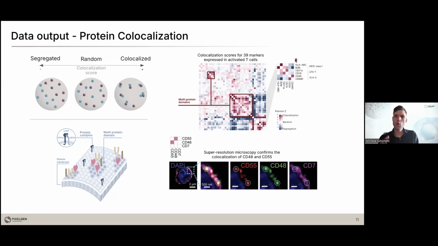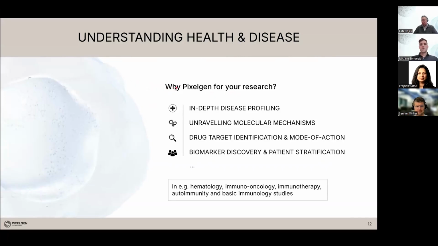But to show you how that works, we can look at these three proteins here. This is CD55, CD48, and CD7. Our software detected colocalization between CD55 and CD48. What you can see in the super resolution microscopy images is that indeed CD55 and CD48 are present at the exact location in this kind of foci on the cell surface, whereas CD7 is excluded from that portion of the cell surface, and is more randomly dispersed.